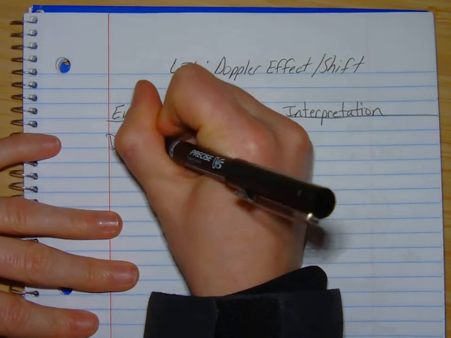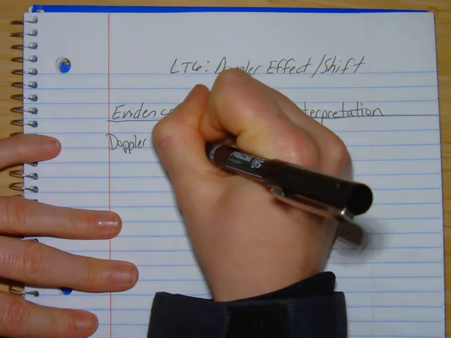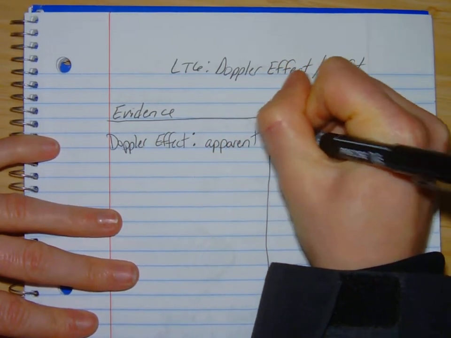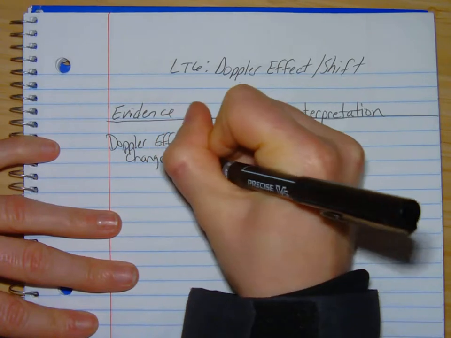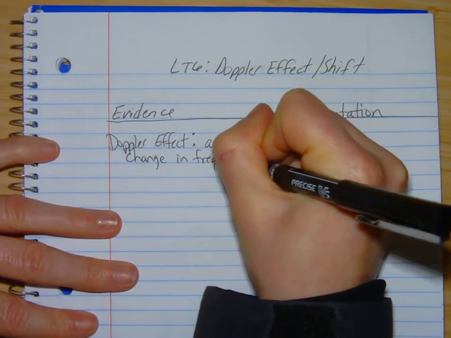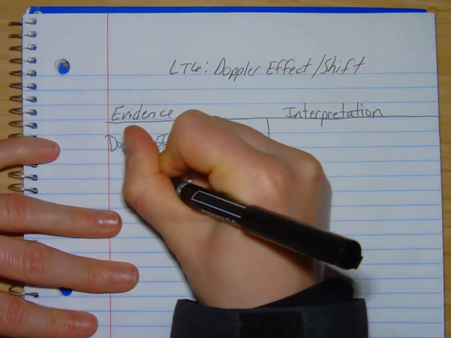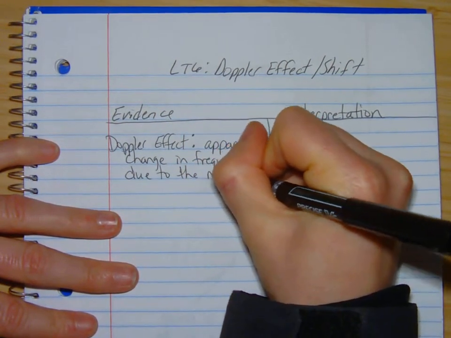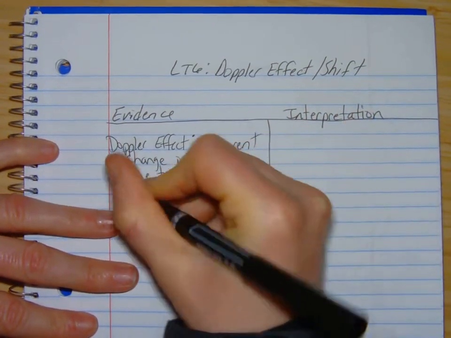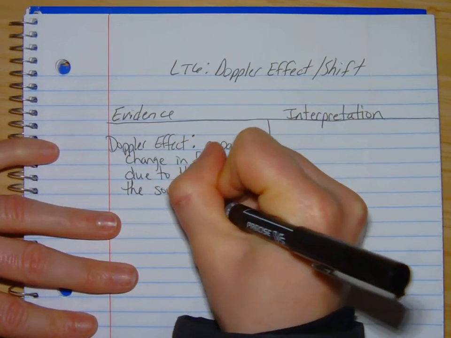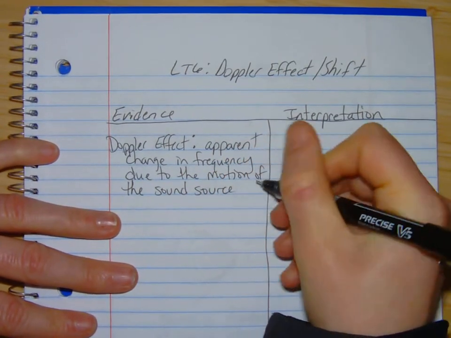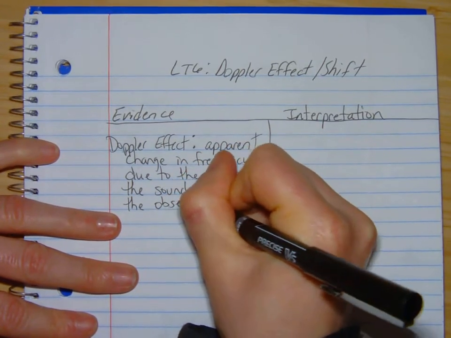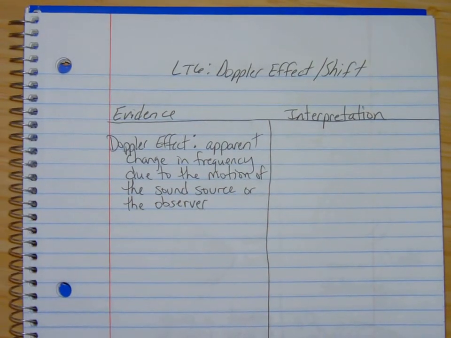Definition first. It's a longer one than normal, so sorry about that. Doppler effect: it is the apparent change in frequency due to the motion of the sound source or the observer.